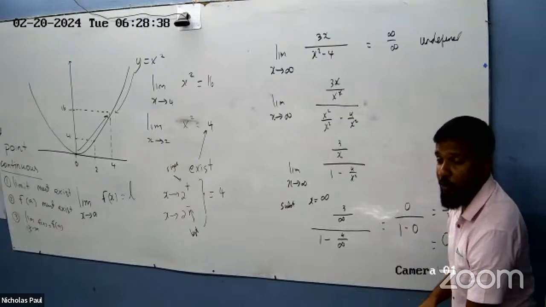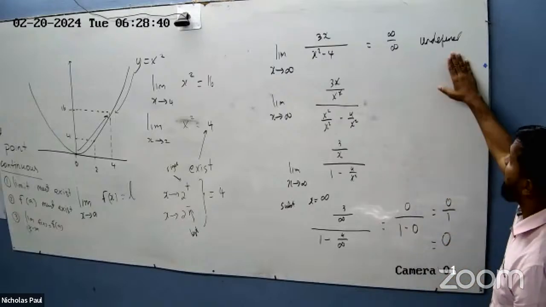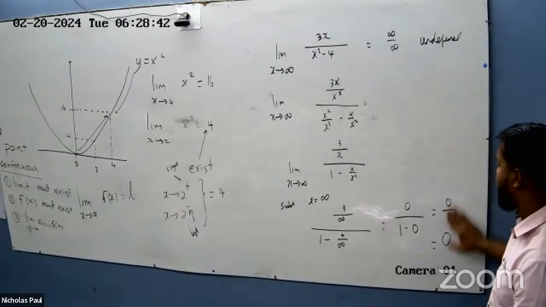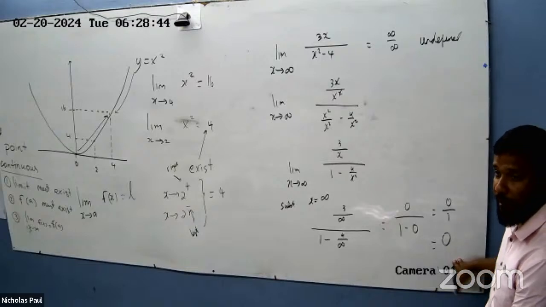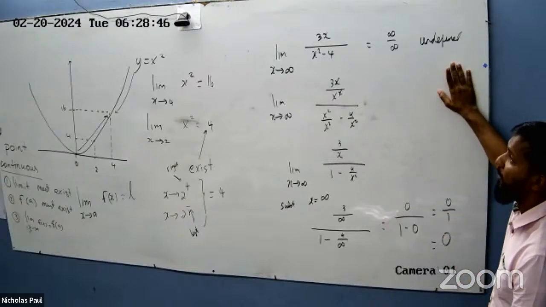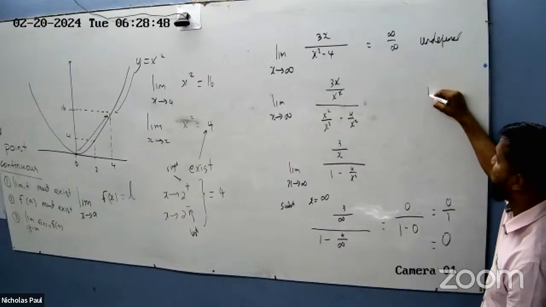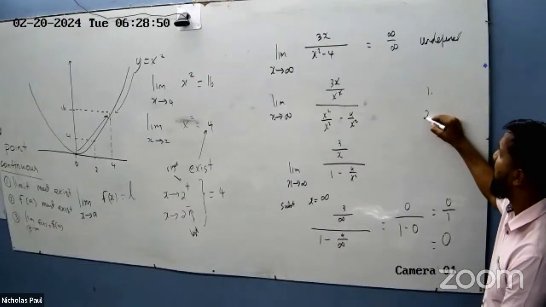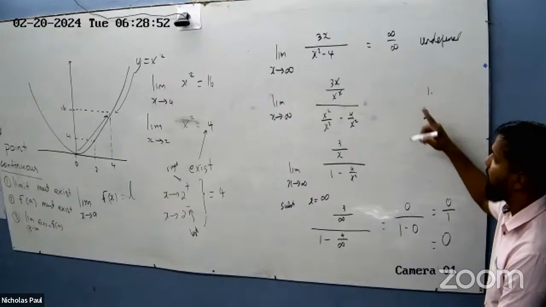All right. So the objective is to move from undefined to some value. So once again, undefined, you have to use method 1, factorization, or method 2, divide by the highest power.